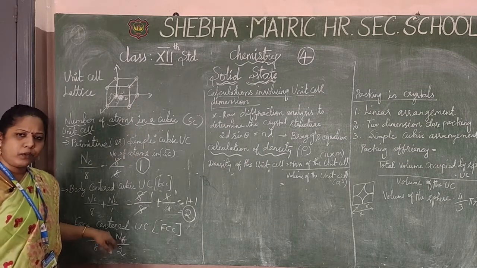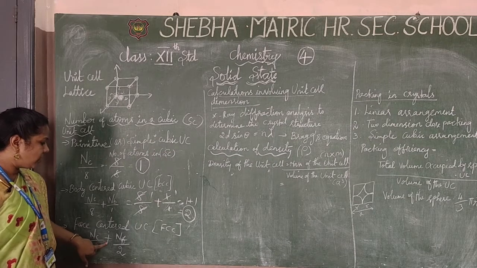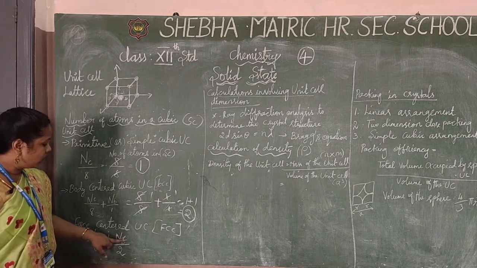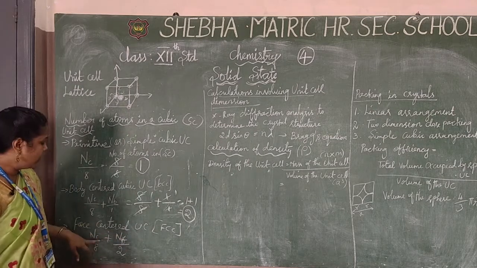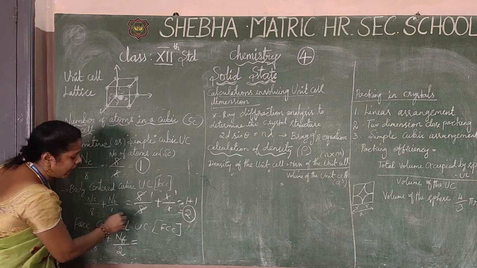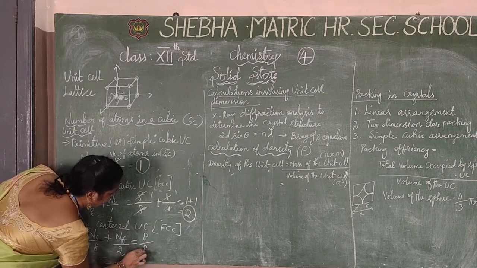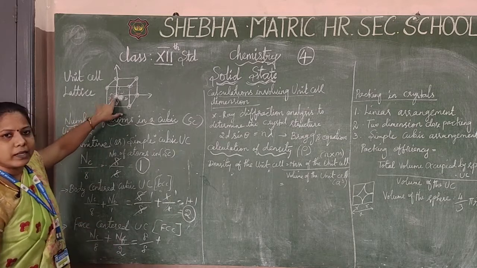So for the face centered cubic unit cell, the formula is NC by 8 plus NF by 2. You know very well, NF refers to the face centered atoms. So I am going to write down the values. NC, the atoms at the corners, is 8 by 8, plus NF. NF I am going to explain using the diagrams.